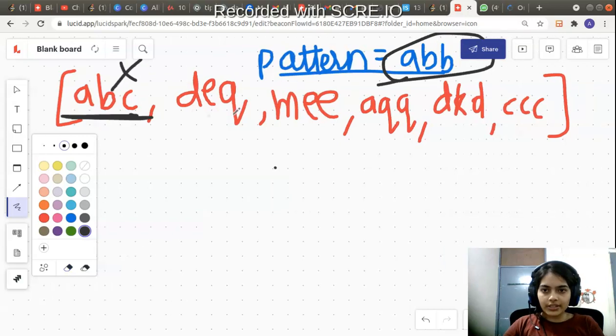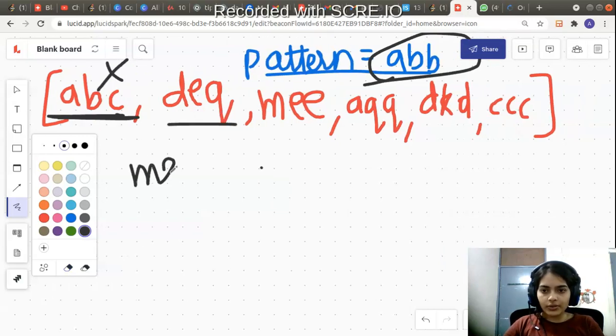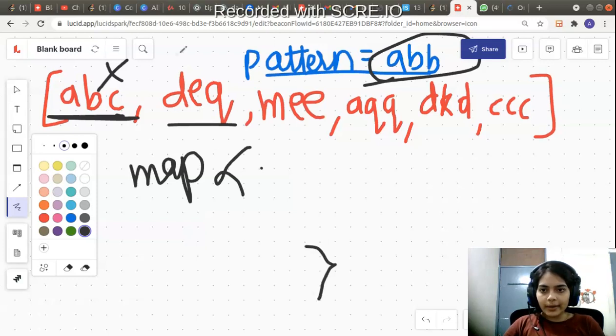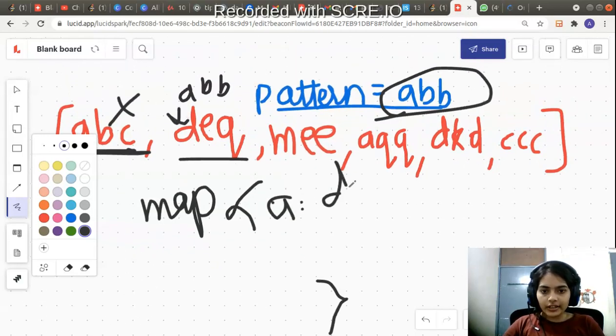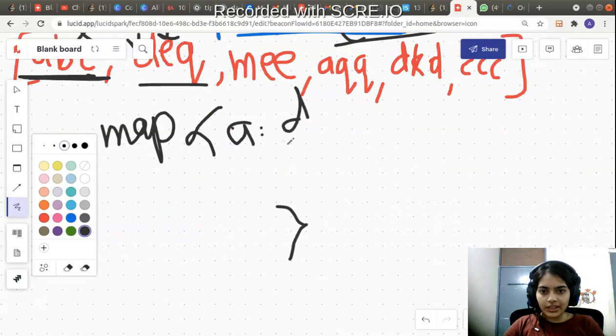Okay, so in this case we saw that. Let's go forward to the next word. Again we use the map structure. Our pattern is ABB and we are trying to make connections one by one. So we first connect A with D, first character to first character. Next we connect B with E.